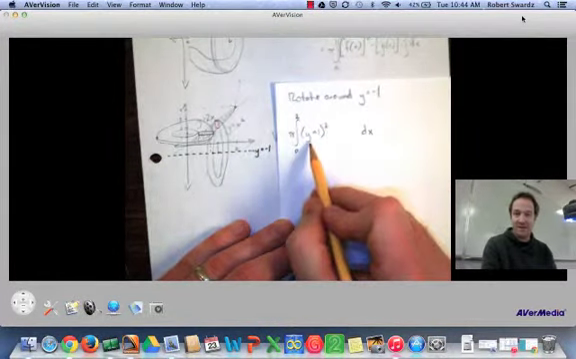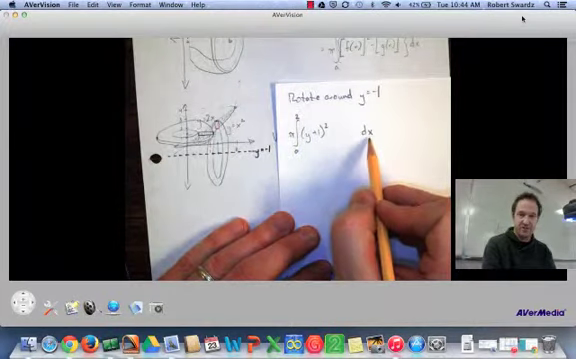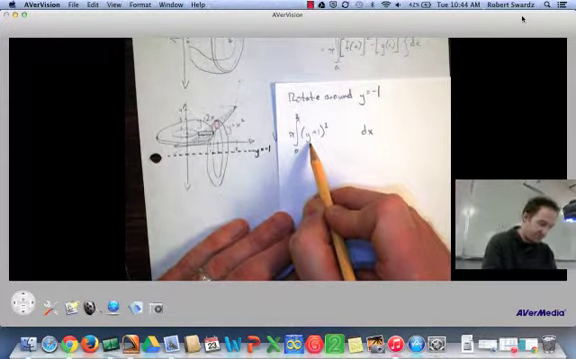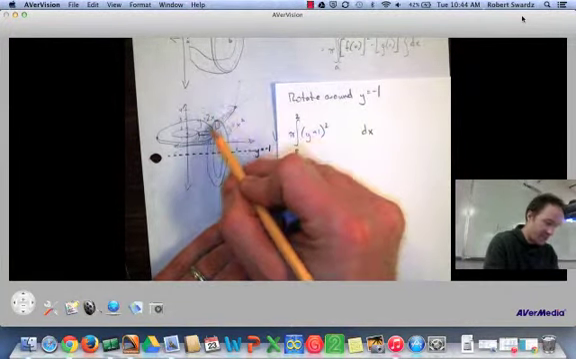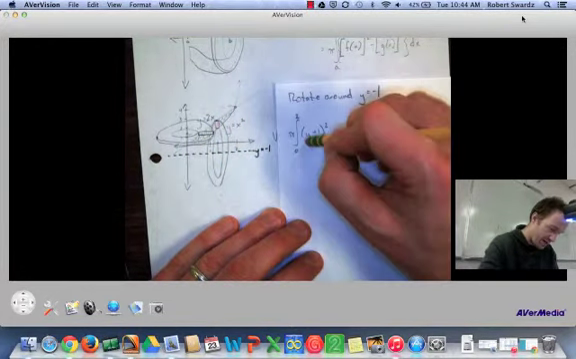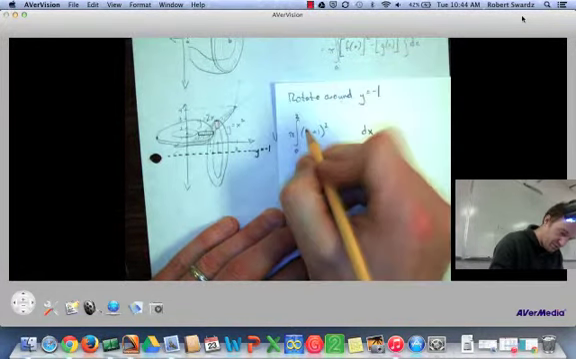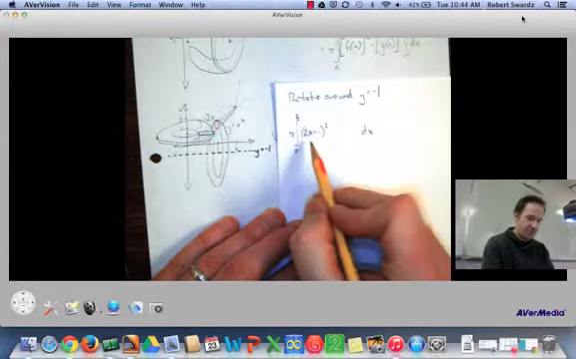Now I can't put y here because I'm integrating dx. I need this in terms of x. Now that was a y-coordinate on the line, so that means 2x is y. So 2x. So there's our outer radius squared.